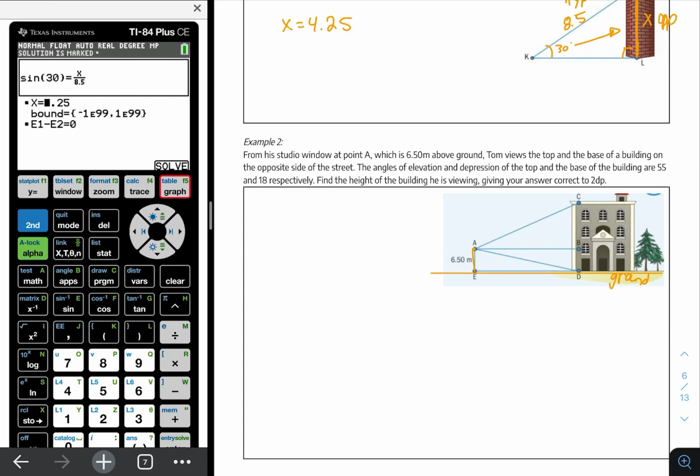Tom views the top and the base of the building on the opposite side of the street. The angle of elevation and depression of the top and the base of the building are 55 and 18 respectively. Find the height of the building he is viewing. Give your answer to 2 decimal places.